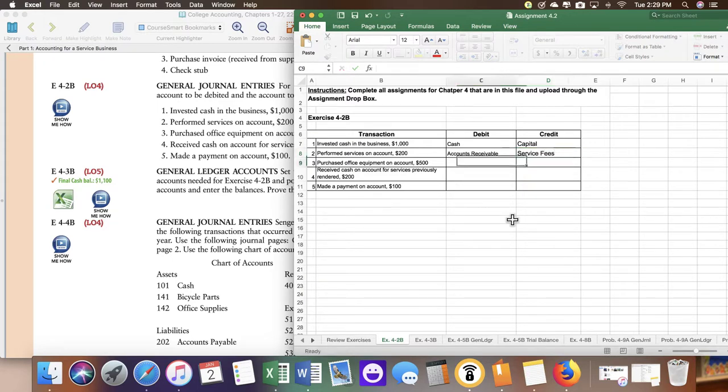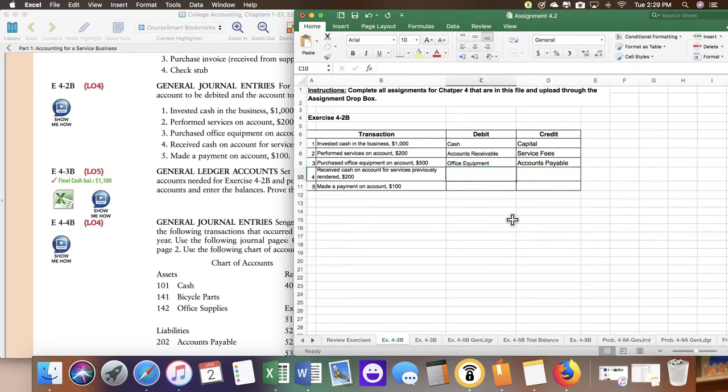On your homework, it actually lists the account name in parentheses. So make sure you look for that. Here we purchased office equipment on account. So we're purchasing an asset, so we're going to increase that asset. Since we purchased it on account, it's accounts payable.